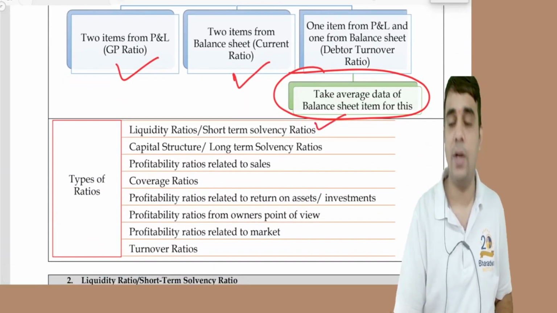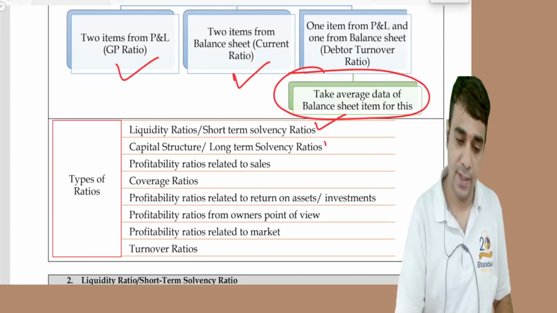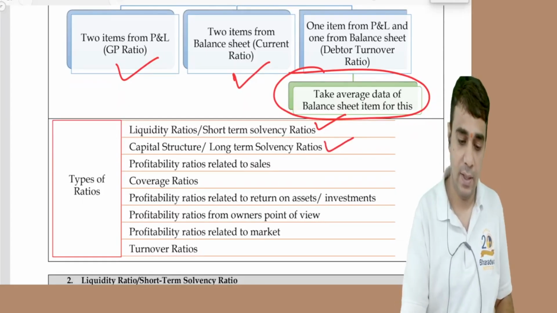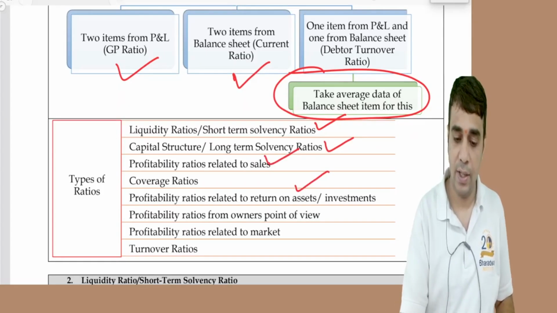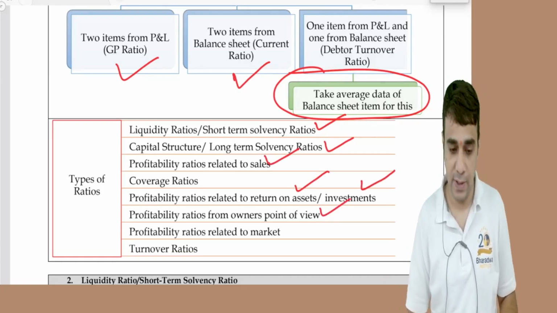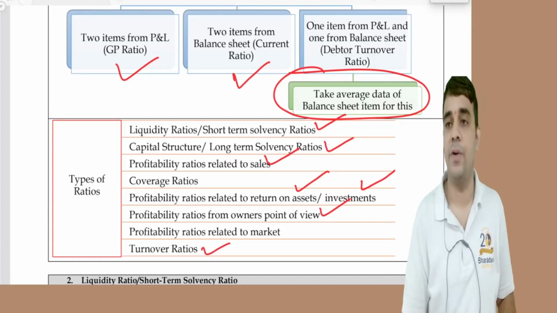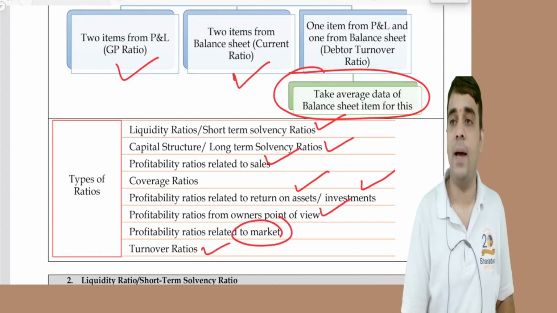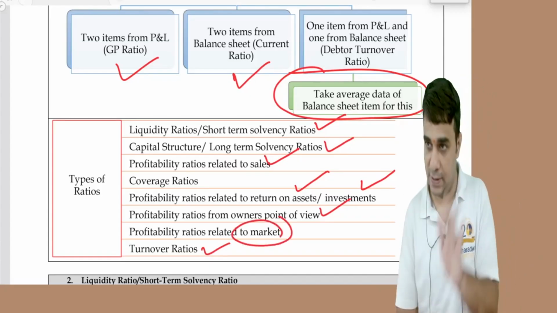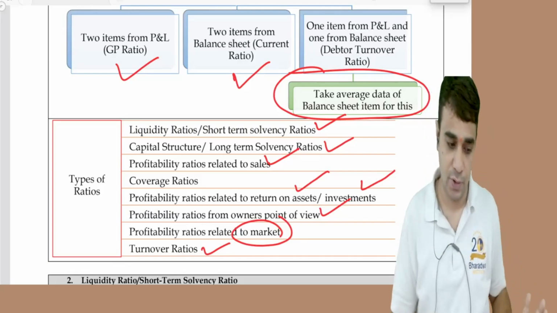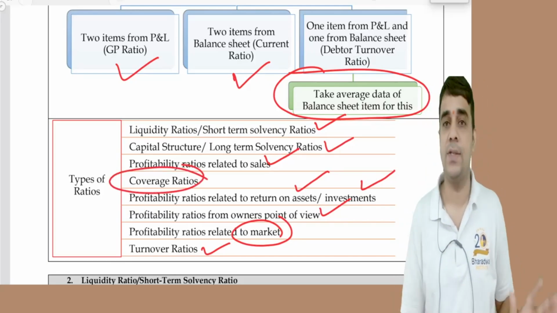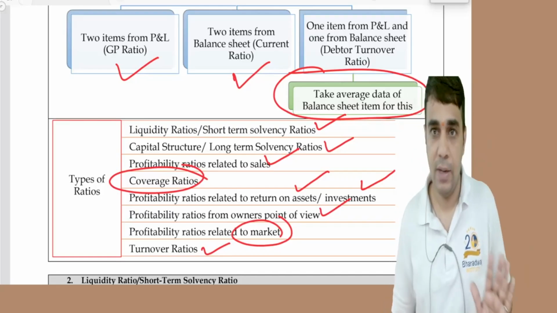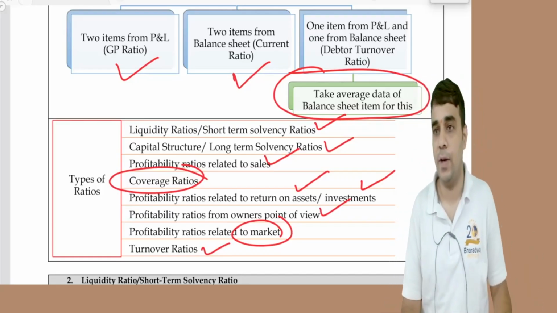One is your short-term solvency. Second is your long-term solvency, sales, return on assets, investment, owner's point of view. Turnover ratio we have seen. Something related to market will be there, where EPS, DPS will again come. And something on coverage ratio. I'll discuss that as we proceed. But these are the categories of ratios we are going to see.